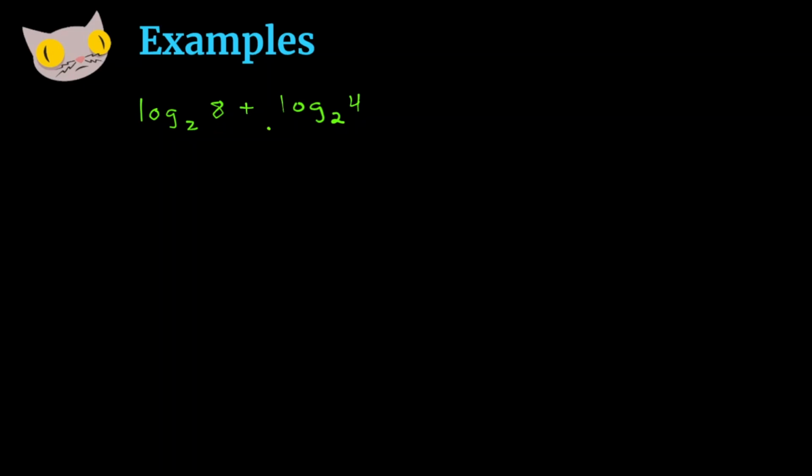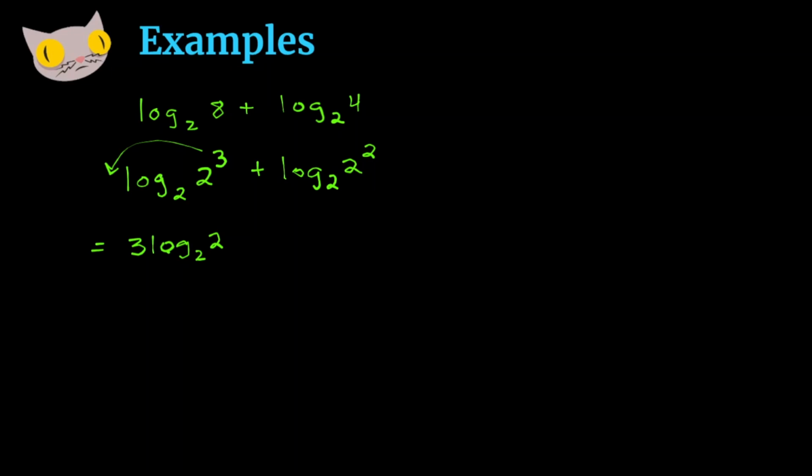We can see that both 8 and 4 can be expressed as exponentials of 2, where we would have log base 2 of 2 to the third power, because 2 to the third power is equal to 8, plus log base 2 of 2 to the second power, because 2 to the second power is 4. Now we can apply the power rule, where we simply take the exponent and place it in front of the logarithm. So this is going to give us 3 times log base 2 of 2 plus 2 times log base 2 of 2.